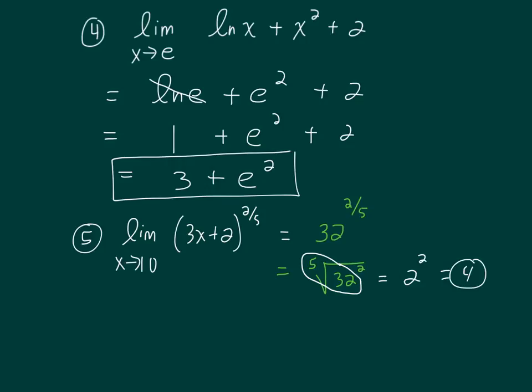Another method, if you don't like that, would be to go back to your 32 to the 2/5 and say, okay, 32 I know is 2 to the 5th, and then we still have this power of 2 over 5. Well, from there, a power to a power, we multiply. Notice these 5s would cancel. You're left with 2 squared, which of course is the same as what we got before. So our limit would be 4.